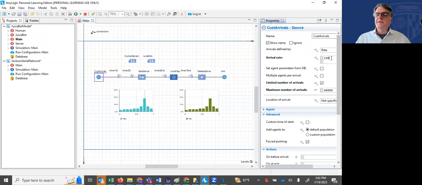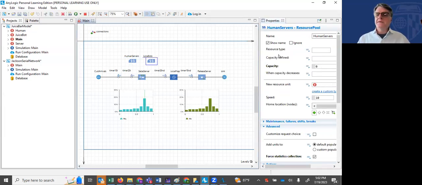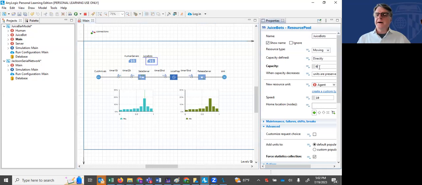I've got it set up so that the intensity is 130. What I'm looking to analyze now is if I had just a bot serving a Poisson arrival stream with intensity of 65 per hour. So I'm going to take my human servers out of play, make the capacity 0. I'm going to give us 1 JuiceBot, and we're going to run this.